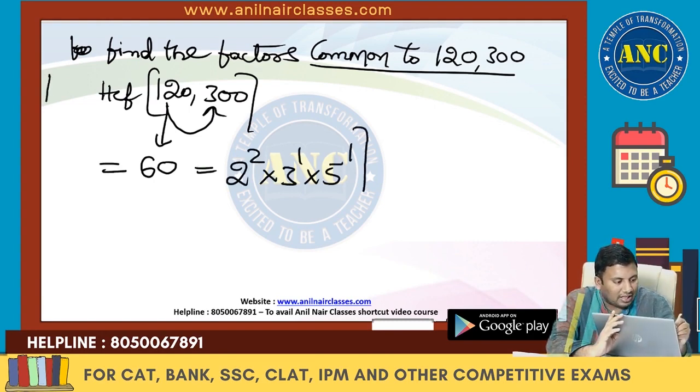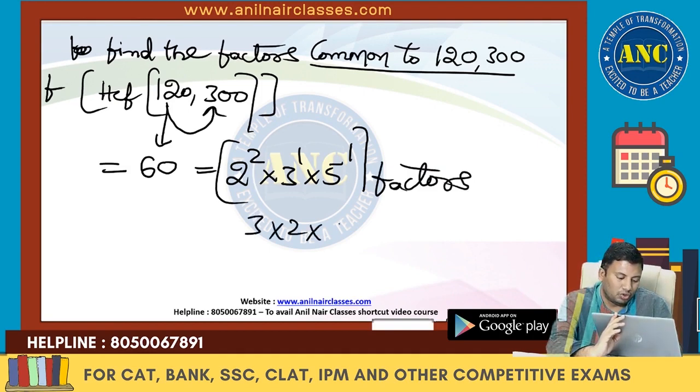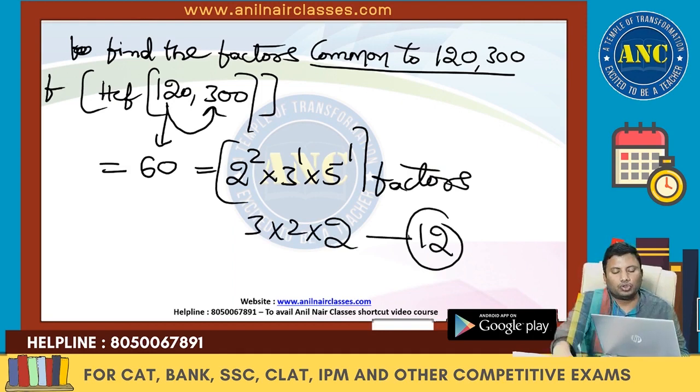What are the factors for this number? Factors for 60 is 3 into 2 into 2. 4 into 3 is 12.